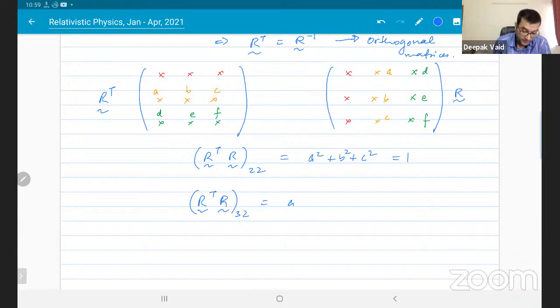What would this give me? This would give me AD plus BE plus CF. This thing multiplied by this thing. But this is 0 because this is the identity. This has to be equal to the identity matrix.